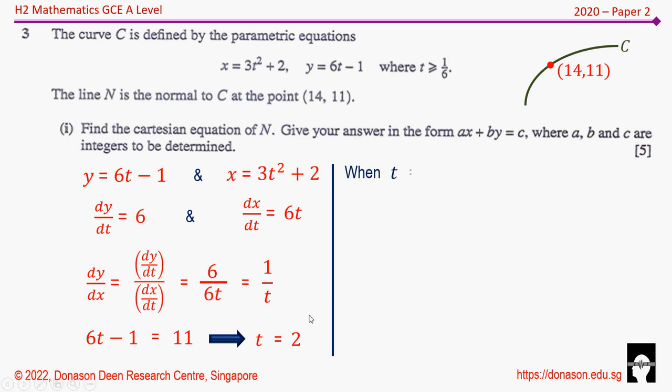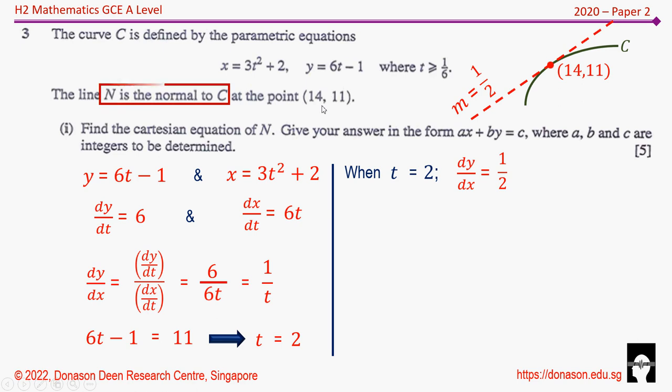And what would the dy/dx give you? dy/dx is of course going to give you the gradient of the tangent. We know that at this point (14, 11), if we were to draw a tangent line, the gradient of the tangent line would be equal to a half. Now we know that the normal is supposed to be perpendicular to the tangent. So it would be easy for you to find the gradient of the normal.